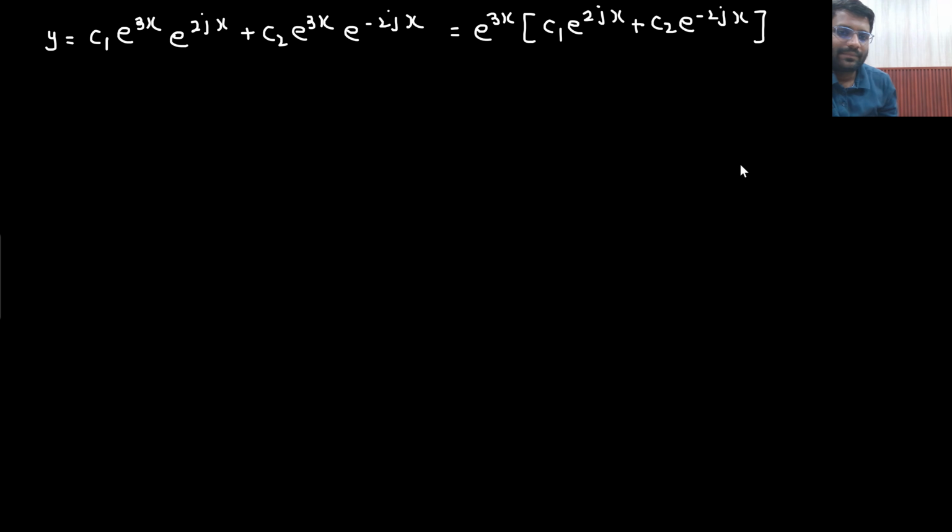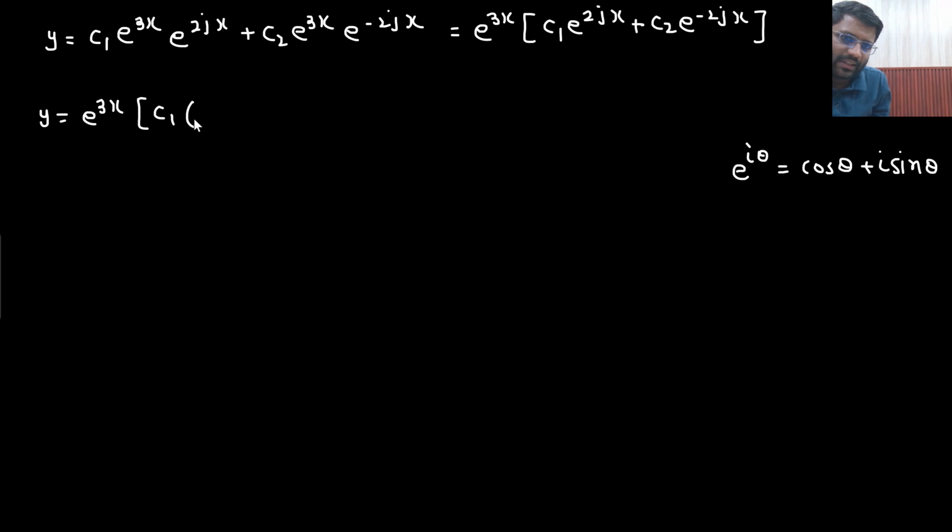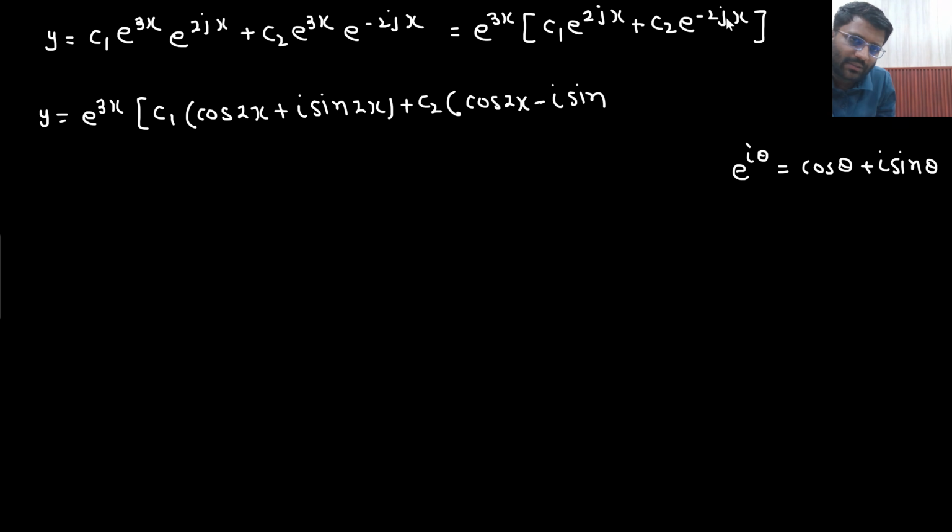Now do you remember something? e to the power i theta. What is that? That is nothing but cos theta plus i sin theta. So similarly, can I do this thing? e to the power 3x as it is. C1 e to the power 2ix I can write down as cos 2x plus i sin 2x, plus C2 e to the power minus 2ix I can write down as cos 2x minus i sin 2x, because in place of i I am putting minus i. That's it. Is that fine?